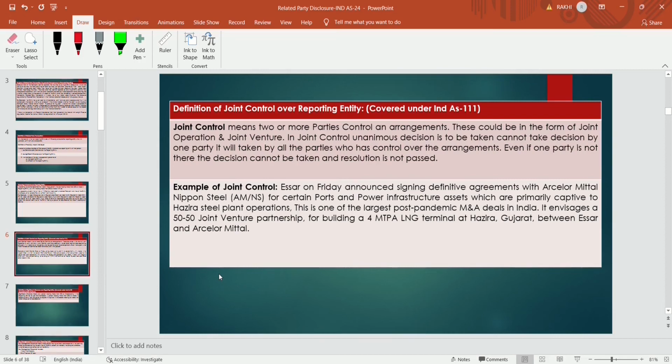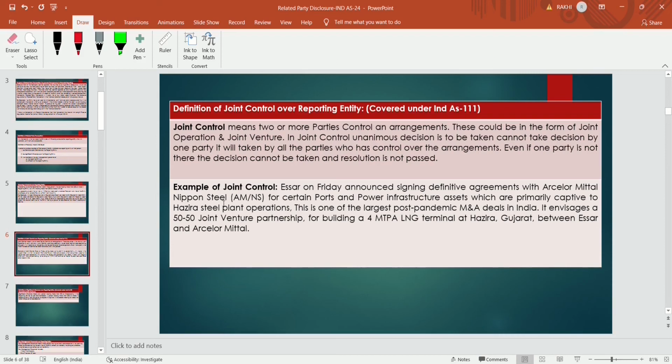Joint control means two or more parties have control in arrangements. Arrangements means they go into a joint operation or a joint venture. If two or more parties get together and make one joint venture and operate that, after that they will share their profits.